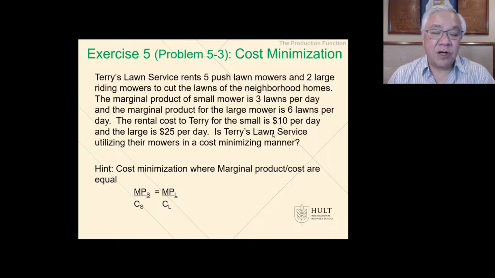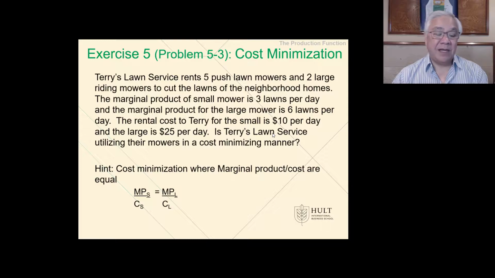We'll look at this exercise for cost minimization. Let's say Terry has a lawn service that rents mowers to people in the neighborhood. He has 5 push lawnmowers and 2 large riding mowers. The marginal product of the small mower is 3 lawns per day mowed with the push lawnmower, and 6 lawns per day from the large lawnmower. The rental cost to Terry for the small one is $10, and for a large one is $25. So the question here is, is Terry's lawn service utilizing their mowers in a cost-minimizing manner?